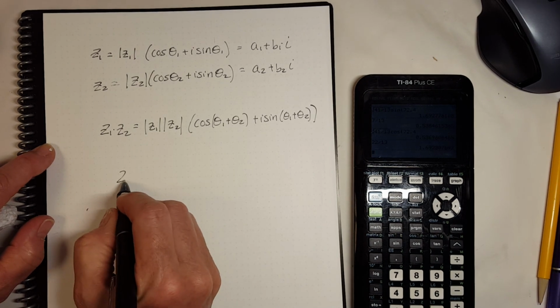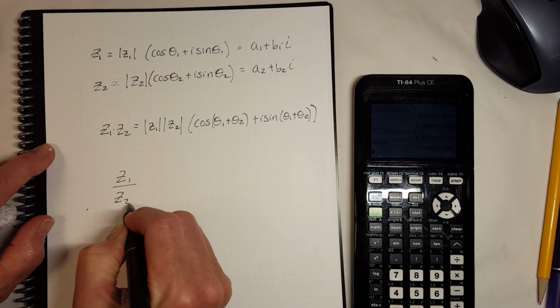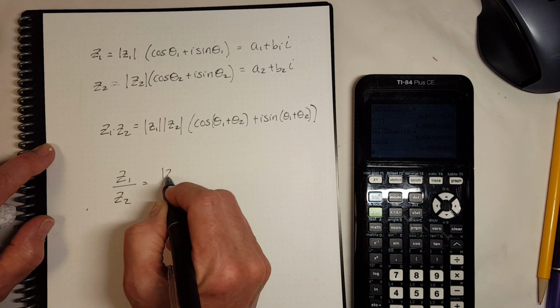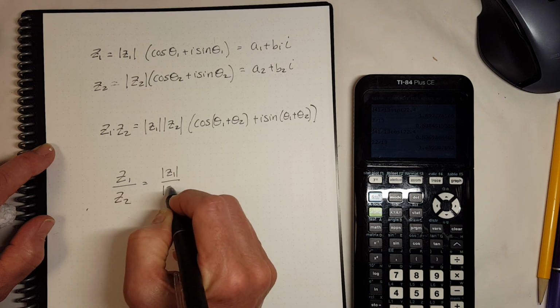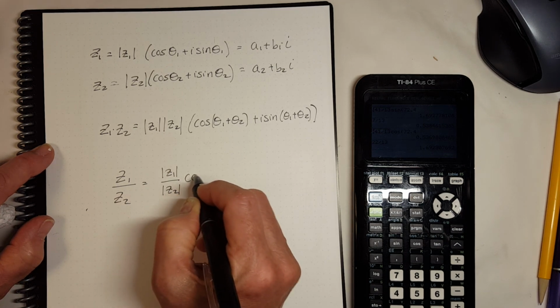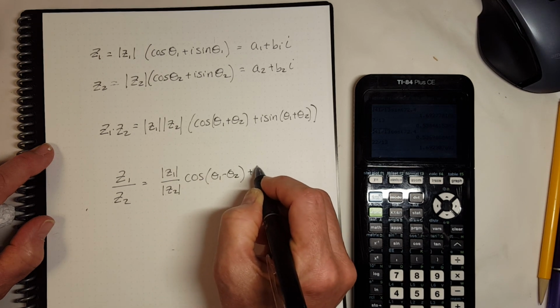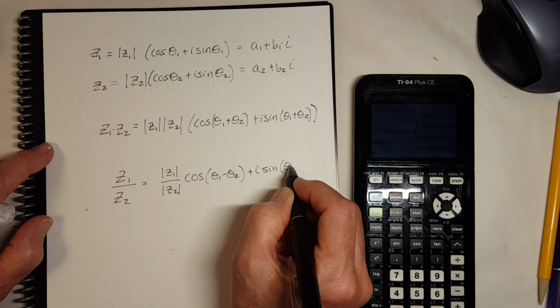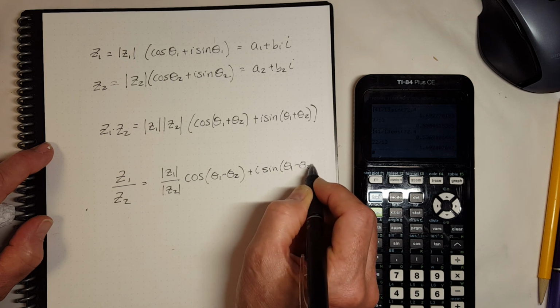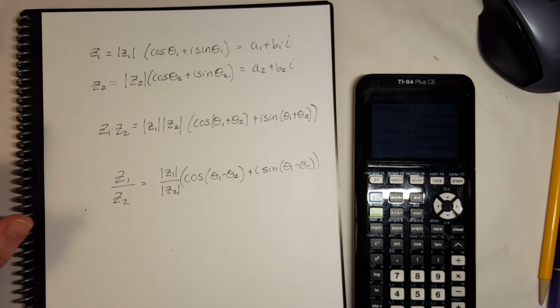If I want to divide z1 divided by z2, I'm going to divide the absolute values, and I'm going to subtract the angles. In the long run, this is a much easier way to multiply and divide complex numbers. Okay, and then there are some practice problems that you can try.